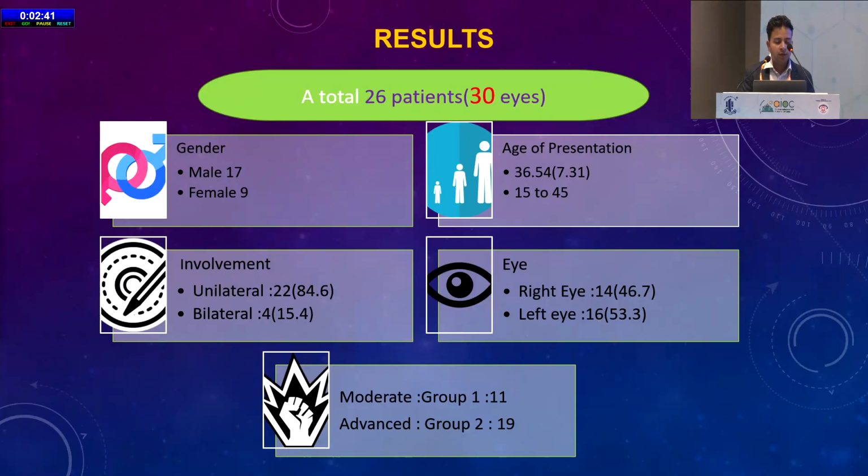This is the demographics of our study. We had 26 patients with 30 eyes, 17 male and 9 female. Age of presentation was 36.54. Unilateral cases were 22 and bilateral cases were 4. Right eye in 14 and left eye in 16. The moderate group, group 1, had 11 patients, and we had 19 patients in the advanced group.